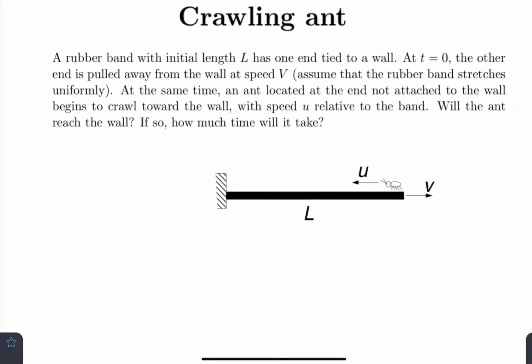So first, let's read the problem. A rubber band with initial length L has one end tied to the wall. At t equal to 0, the other end is pulled away from the wall at speed v. Assume that the rubber band stretches uniformly. At the same time, an ant located at the end not attached to the wall begins to crawl towards the wall with speed u relative to the band. Will the ant reach the wall? If so, how much time will it take? Okay, let's start solving this problem.